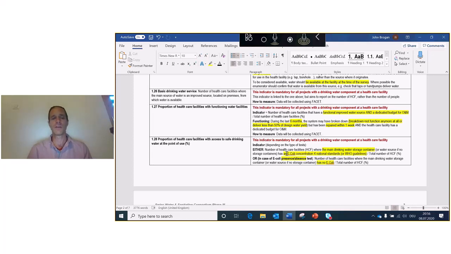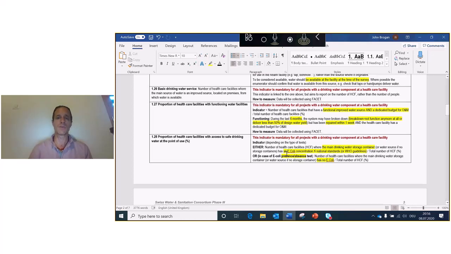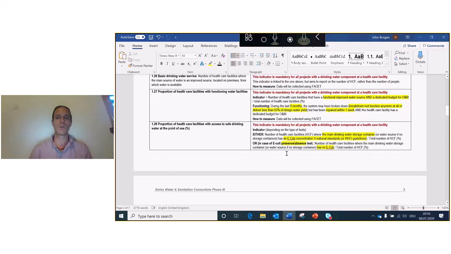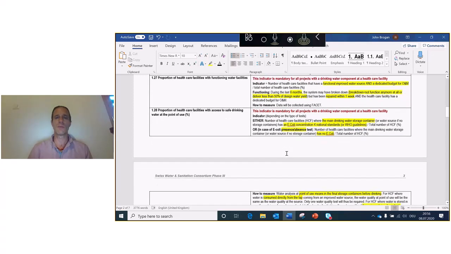The second indicator is about access to what would be considered by WHO definitions as water which is safe to drink from the microbiological standpoint. So here we're looking at the source would be the main drinking water storage container. If there is no storage container from which to take a sample, then people are consuming directly from a water tap, then you would have to test the water at the water tap.